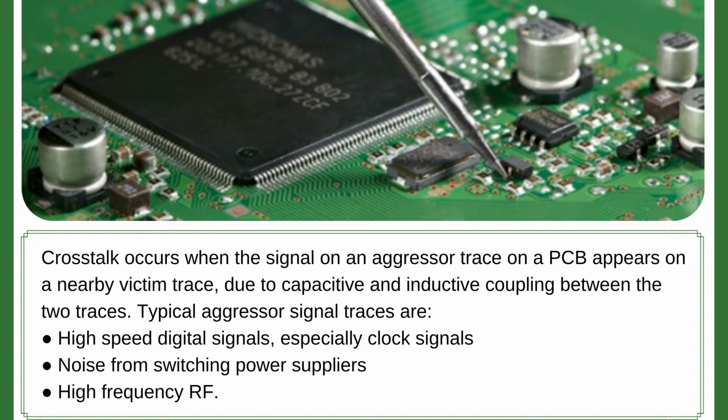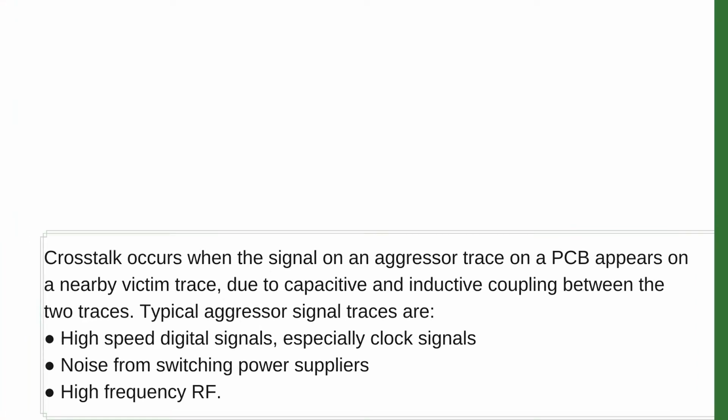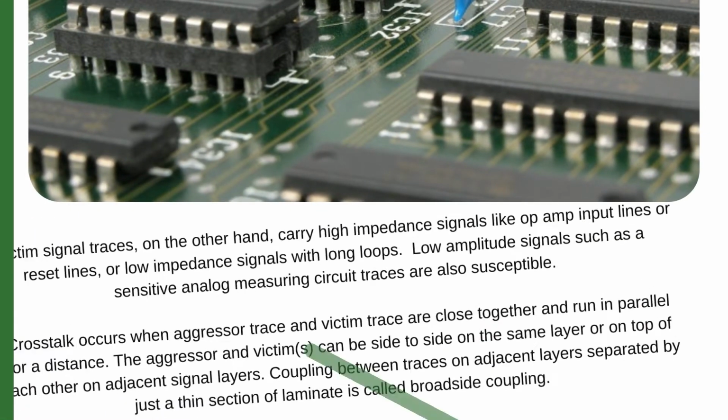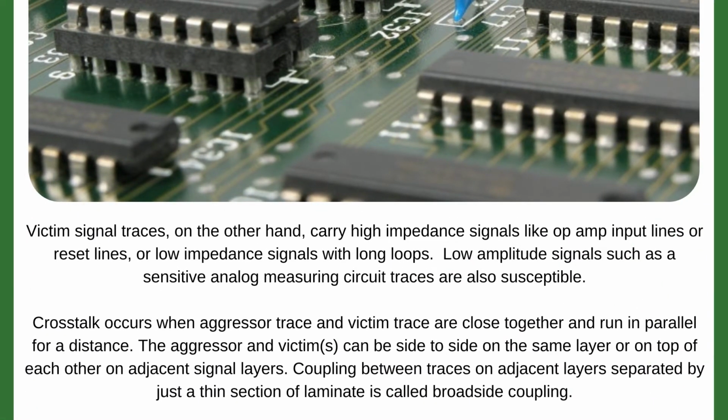Typical aggressor signal traces are high-speed digital signals, especially clock signals, noise from switching power supplies, and high-frequency RF. Victim signal traces, on the other hand, carry high impedance signals like op-amp input lines or reset lines, or low impedance signals with long loops. Low amplitude signals such as sensitive analog measuring circuit traces are also susceptible.